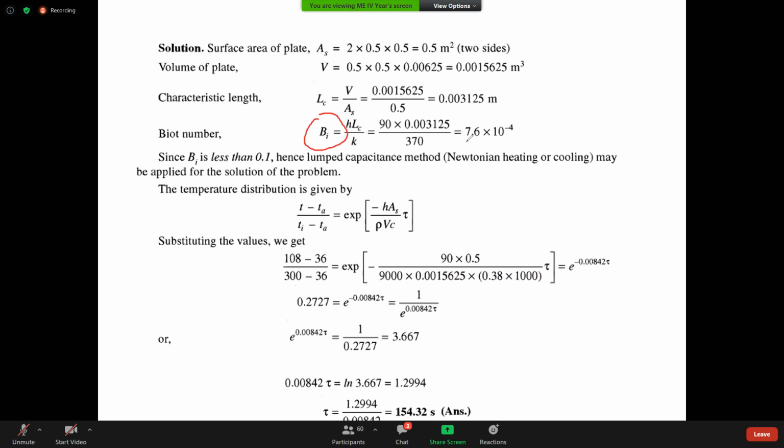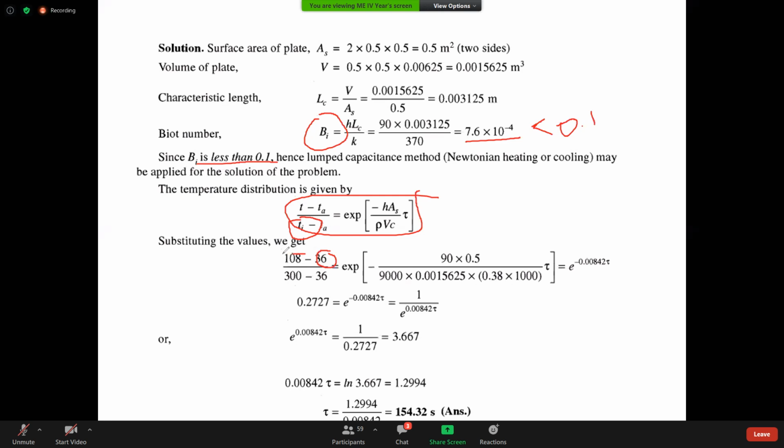Calculate the Biot number. The Biot number is 7.6 into 10 to the power of -4, which is less than 0.1. So obviously there is no question at all. This is lumped analysis. Here it is given since Bi is less than 0.1. Right? And go to the temperature profile. The 36 degrees centigrade is the fluid temperature or ambient temperature. Ti is nothing but the initial temperature. T infinity is the ambient temperature.